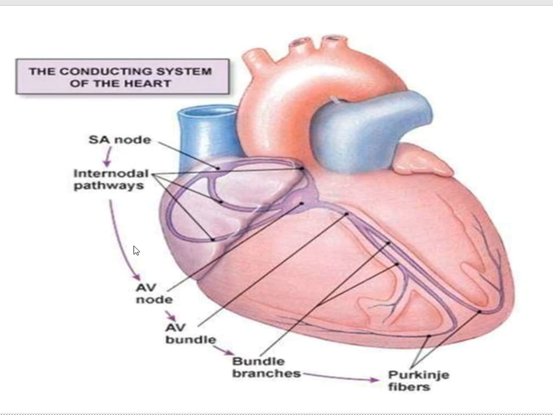Okay, so this is also an image. SA node is there. This is the generation point. Intranodal pathways, here you can see. Then the next one is the AV node. So this is the septum which divides the atria, and a septum which divides the ventricles. Then the AV bundle is there. AV node is the generation point. The AV bundle is further connected to the bundle of His. Bundle branches right and left, Purkinje fibers.